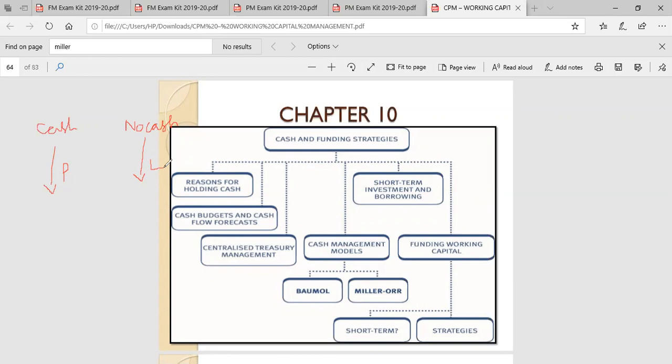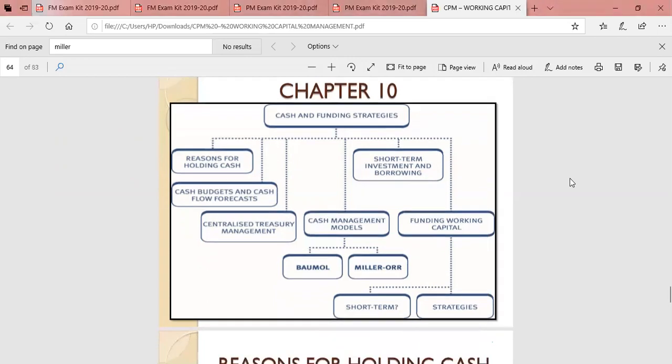How much cash balance should be maintained by the company is what we are now looking into. So the topic we are going to touch upon today is how much cash should be maintained, or what is the strategy in terms of cash that has to be adopted: cash and funding strategies. So first, let's look at the reasons for maintaining cash. Why is cash to be maintained in a business? That is what we're going to look at: the reasons for holding cash.